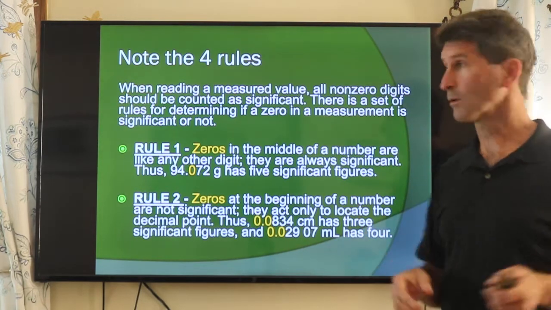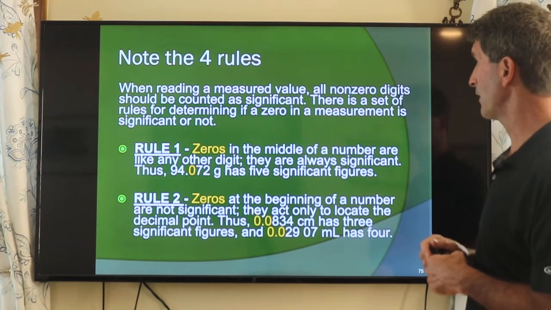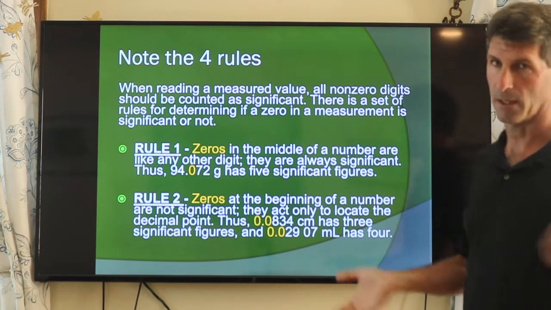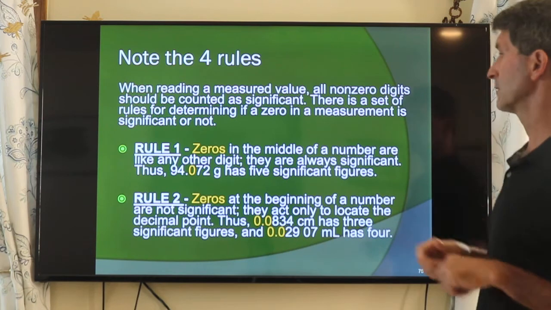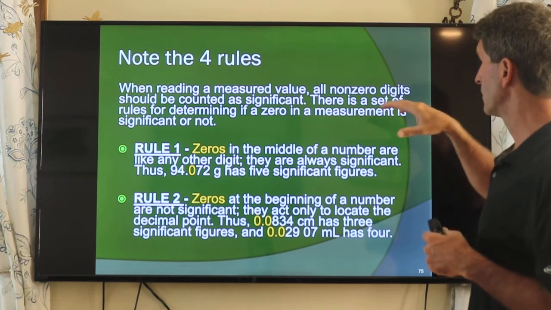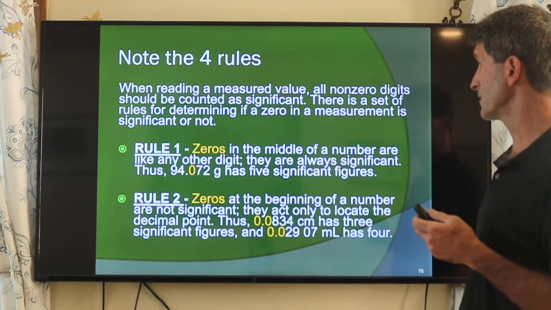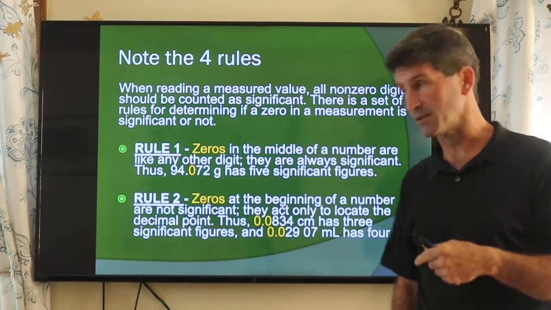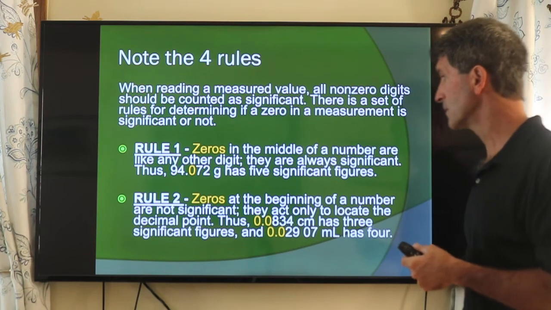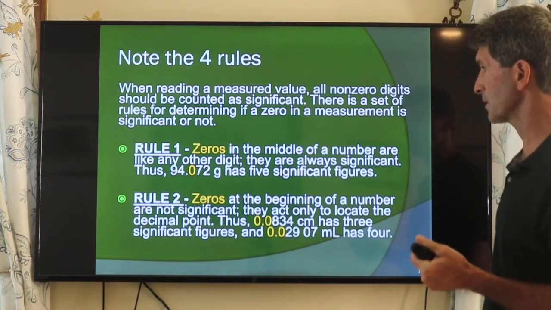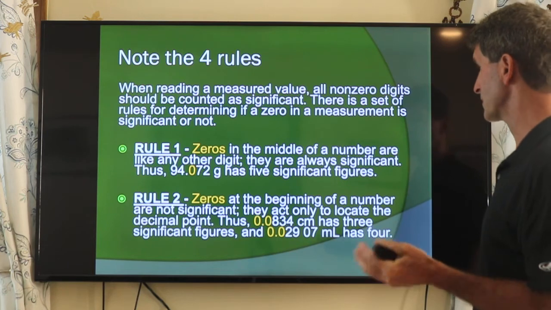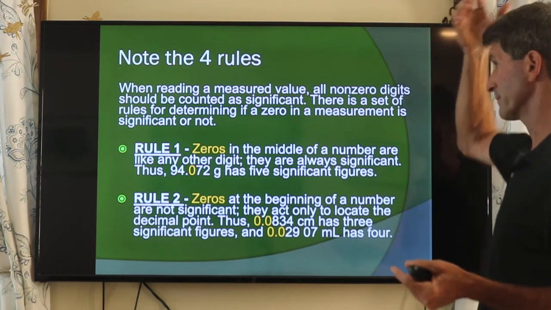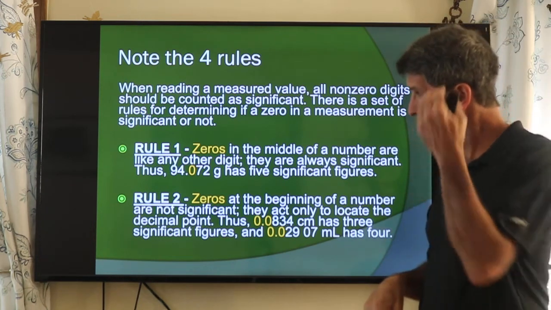Okay. 4 rules. When reading a measured value, all non-zero digits should be counted as significant. Anything from 1 to 9, those will be significant. There's a set of rules for determining if the zero in a measurement is significant or not. Does it add to the precision? Rule 1, zeros in the middle of numbers are likely. Any other digits, they're always significant. Zeros in the middle of a number other than 0 are always significant.